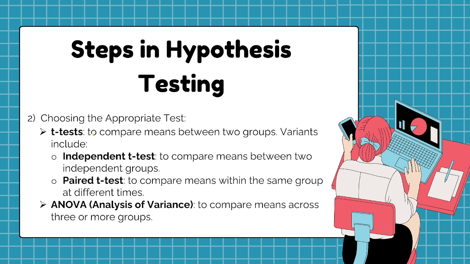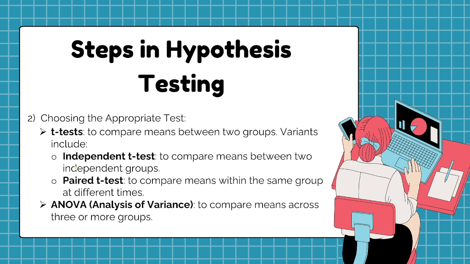In one hypothesis test, you can only choose one, based on the issue, whether you want to compare means between two groups or across three groups and so on. Okay, there is a difference when choosing appropriate tests in hypothesis testing. For the independent t-test, we can use this method if we want to compare means between two independent groups. And for the paired t-test, we use it when comparing means within the same group at different times.